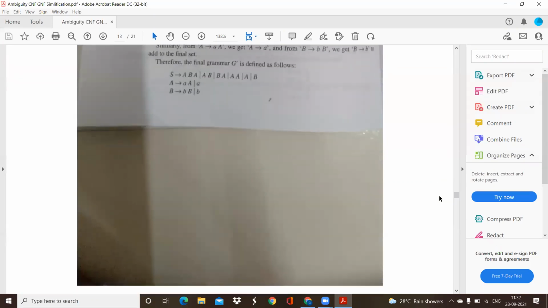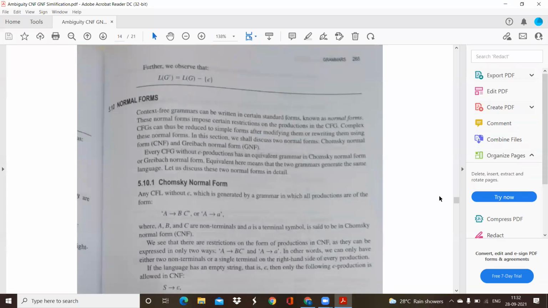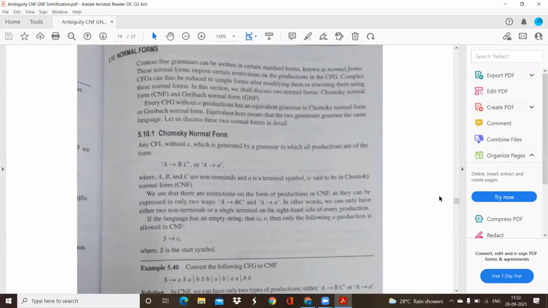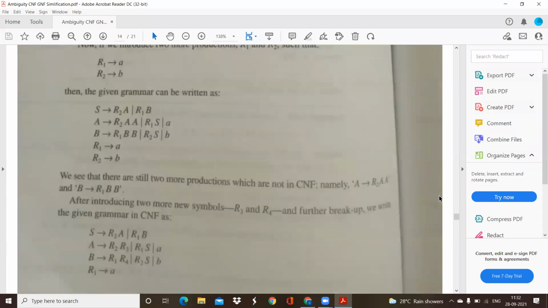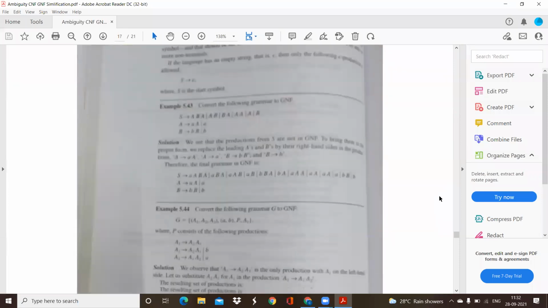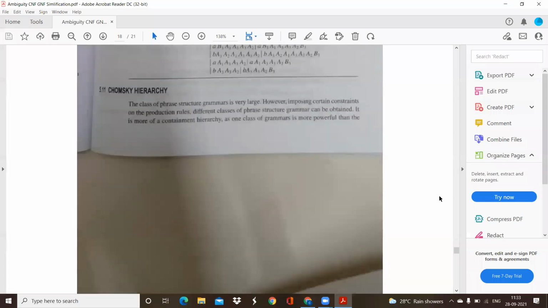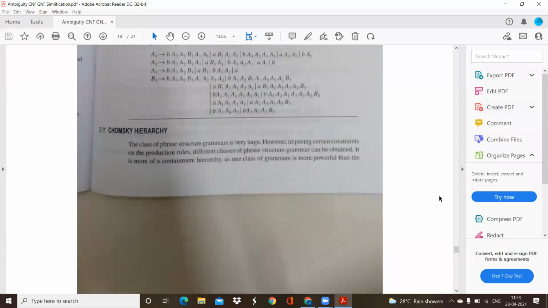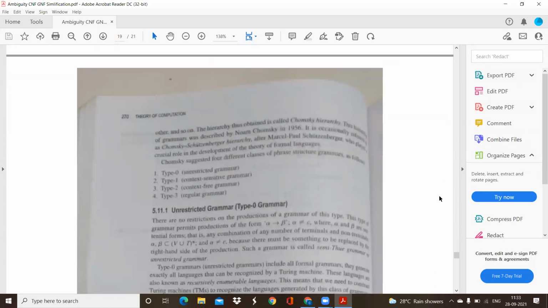After epsilon production, the next topic is normal forms. So CNF and GNF, and I guess after that the hierarchy problem is there. With that, your third module... No, one more topic is there, pumping lemma and its problems. Yeah, you have this Chomsky hierarchy, CNF, GNF, and pumping lemma. After these three topics, our module 3 will be over.